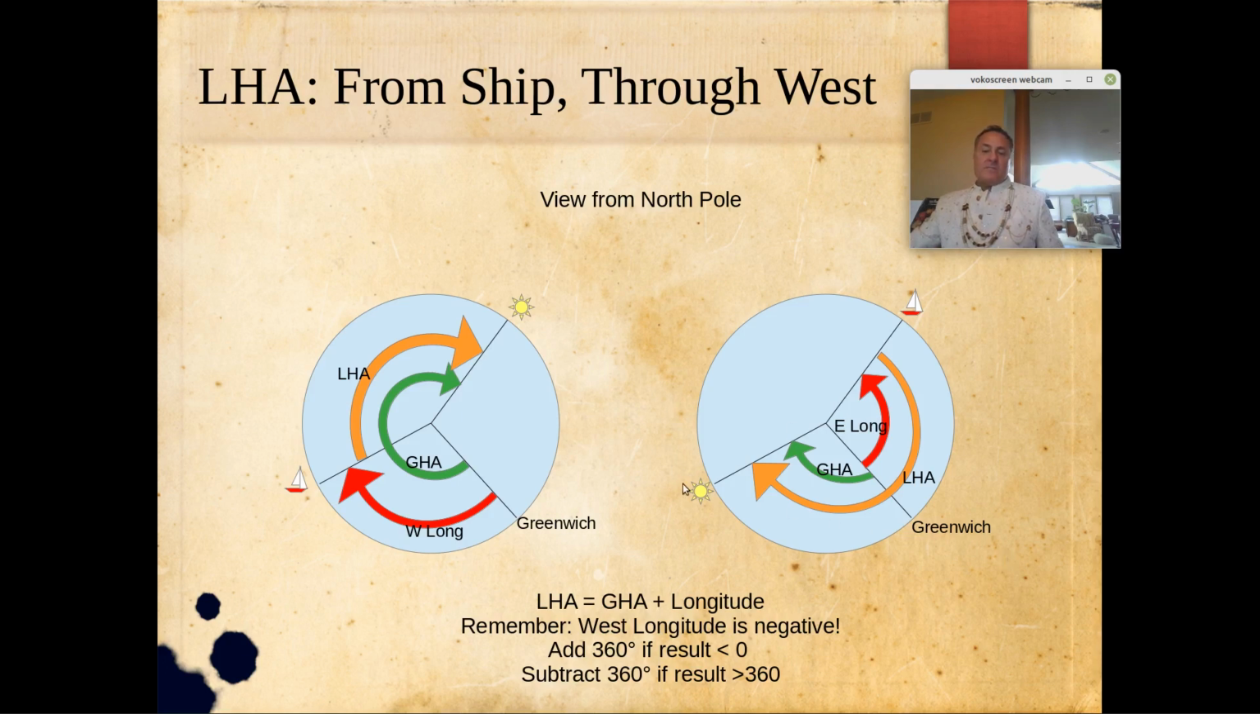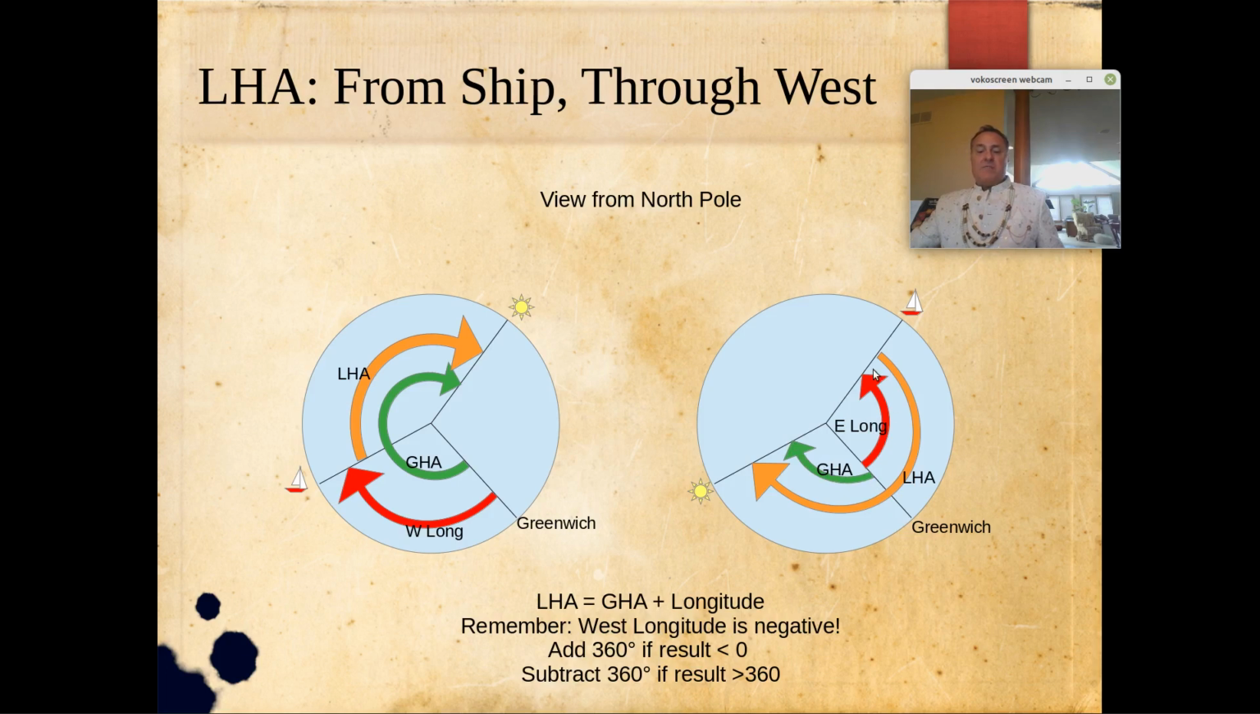Now, if their positions are switched, here's the sun and here's the boat. Because the boat is farther than 180 degrees away from Greenwich, and I should say farther than this point here, it's on this side, so we understand that our longitude will be to the east, and that's a positive value. So east longitude, here's the Greenwich hour angle for the sun in green, and you see that, again, we sum them.